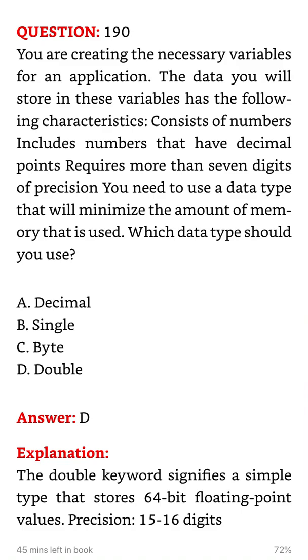The double keyword signifies a simple type that stores 64-bit floating point values. Precision is 15 to 16 digits.